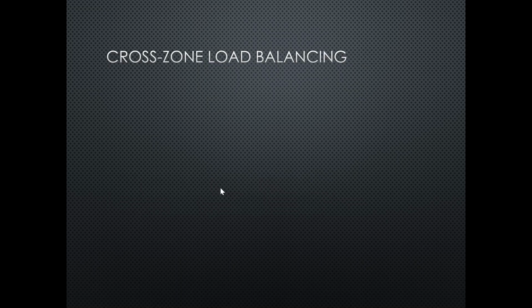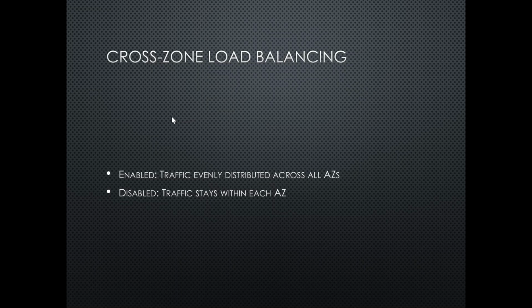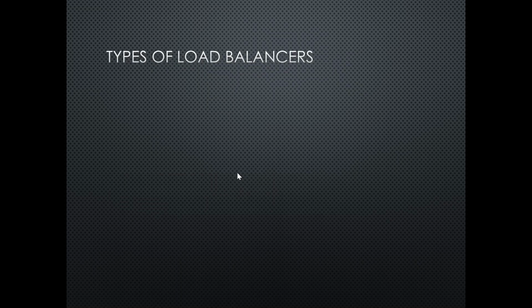Next, we'll see cross-zone load balancing. When enabled, traffic spreads evenly across all availability zones. Its use case is best for balanced workloads. When disabled, each node only sends traffic to servers in its own availability zone, which can cause uneven distribution. So as I told earlier, it's recommended for balanced workloads.